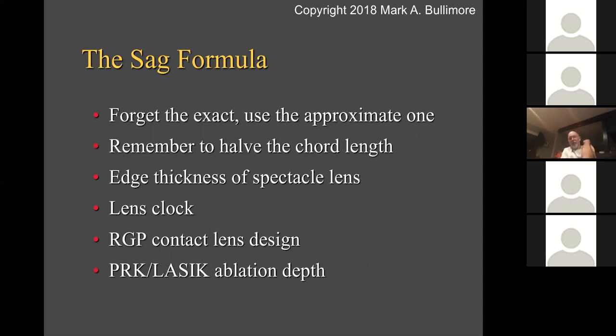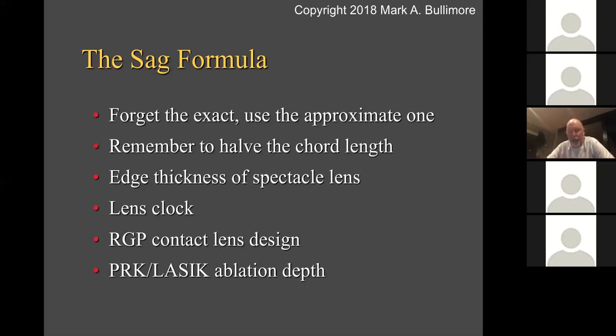The sag formula is probably the most powerful formula you learned in the first year because it applies to all these things down the bottom. We use it to calculate the edge thickness of a spectacle lens. It's the basis of the lens clock. So a lens clock is essentially a sag meter. We use it when we're designing RGP lenses, and we also use it when we calculate the amount of tissue that's going to get removed with a patient having PRK or LASIK. Those are all applications of the sag formula.